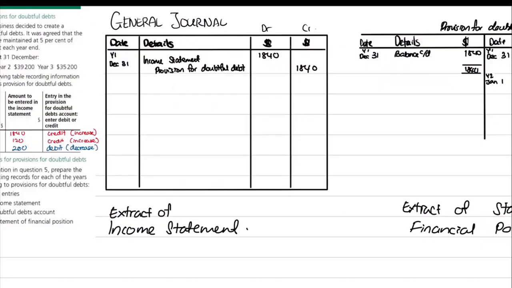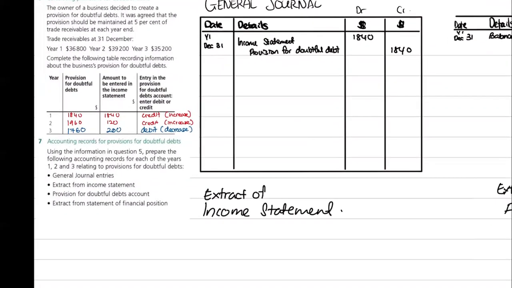Then we go to year 2. So year 2 is actually an increase of 120. So it's increased from 1,840 to 1,960. So we cannot just put the whole amount, we just need to put the amount that has been increased. So do the same thing, it's an expense, income statement, provision for doubtful debt.